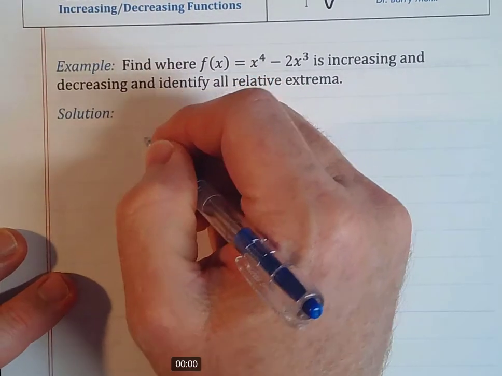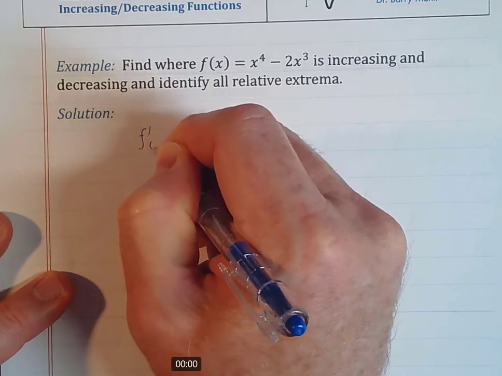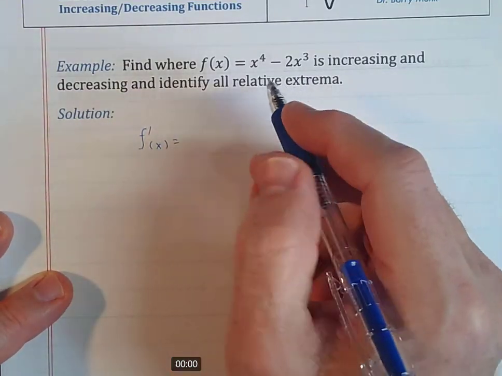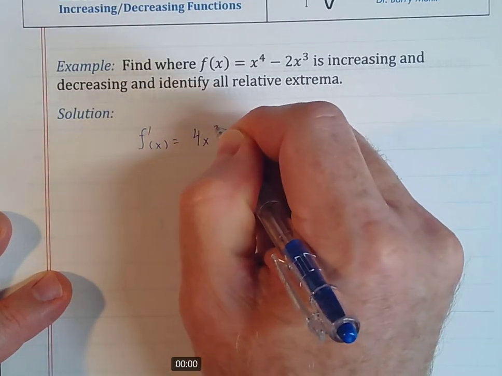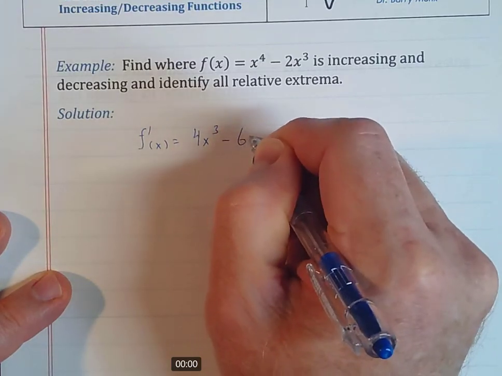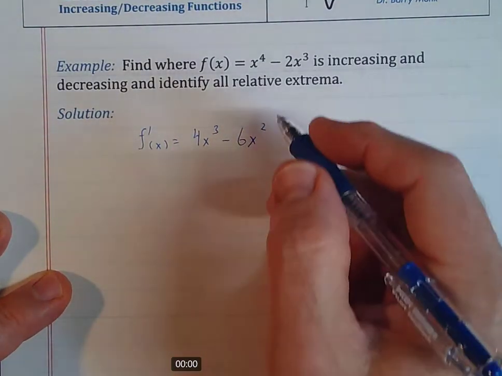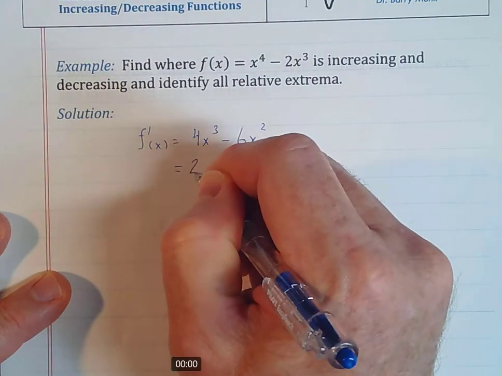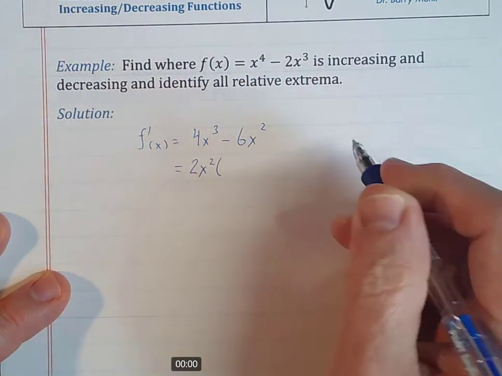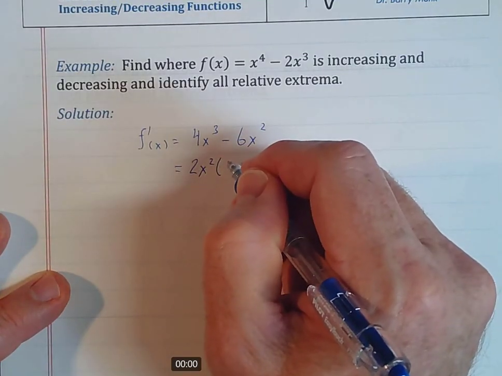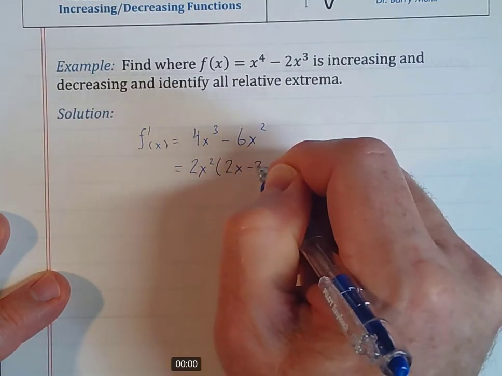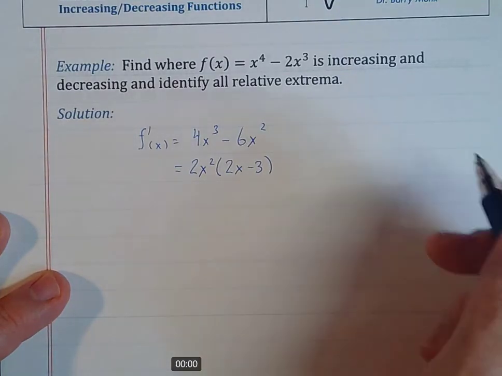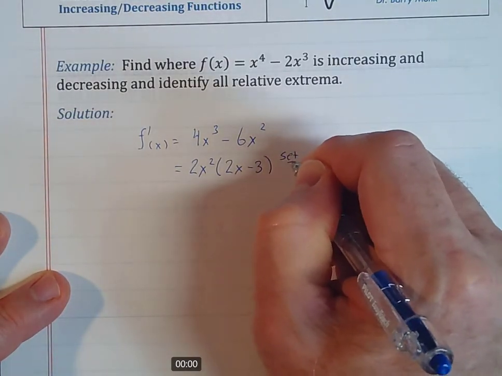Well, I know that I'm going to be looking at my derivative here. So f prime of x is equal to 4x cubed minus 6x squared. Let's go ahead and factor that. I could factor out a 2x squared, which would leave me with 2x minus 3. And there's my derivative, and I'm going to set that equal to 0.